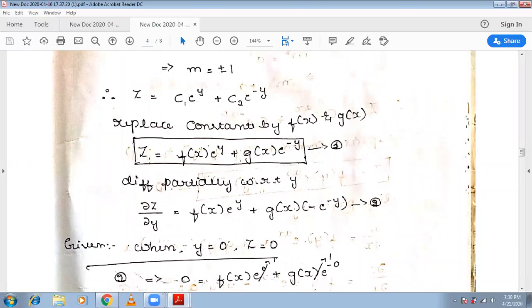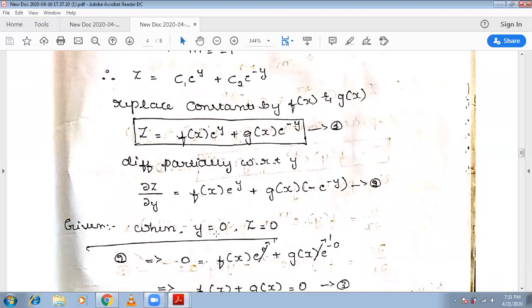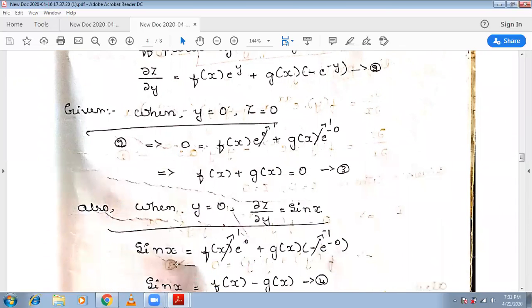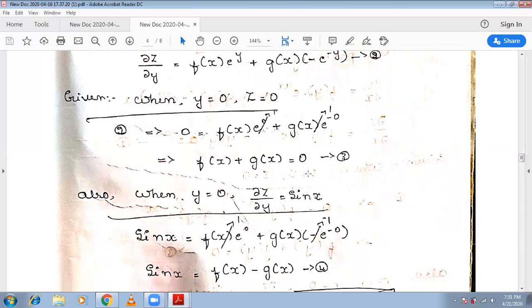Find del z by del y. This is z. Call it equation 1, and this is equation 2. We have to find f of x and g of x by using the initial conditions. They have given the conditions y is equal to 0, z is equal to 0. Put these two values in equation 1. We get 0 is equal to f of x into e power 0 plus g of x into e power 0. E power 0 is 1. We get f of x plus g of x is equal to 0. Call it equation 3.